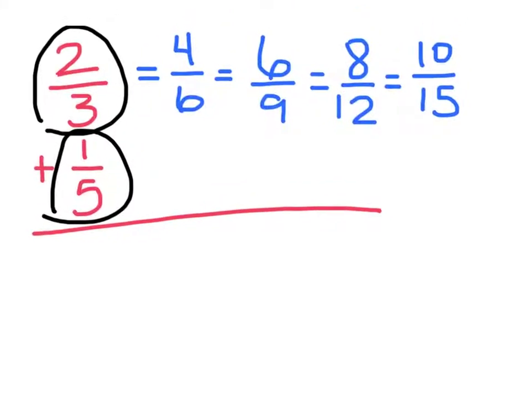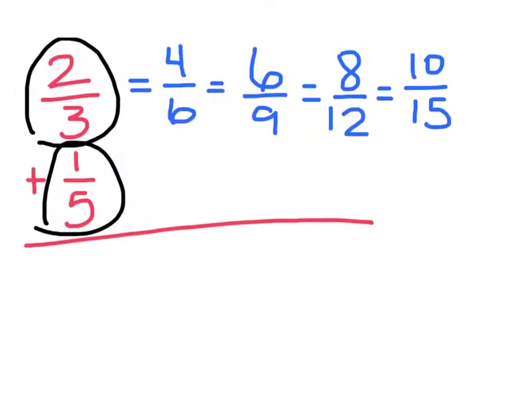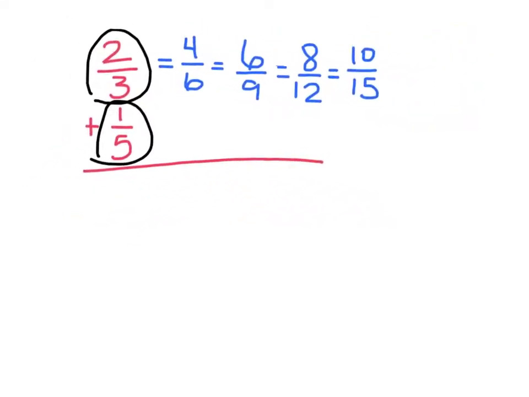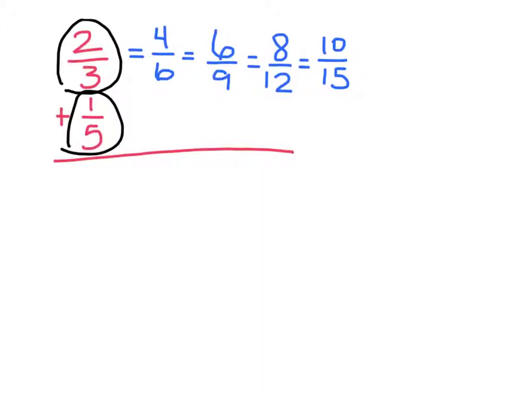Let me make this a little smaller so I can fit some more on there. Then we would have 12/18. And that's where I'm going to stop. I'll start with the first 5 or 6 multiples. And remember, I'm trying to find a fraction that has the same denominator for the first fraction, 2/3, as the second fraction, 1/5.